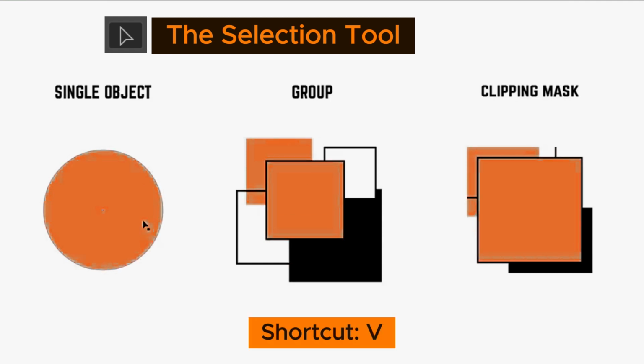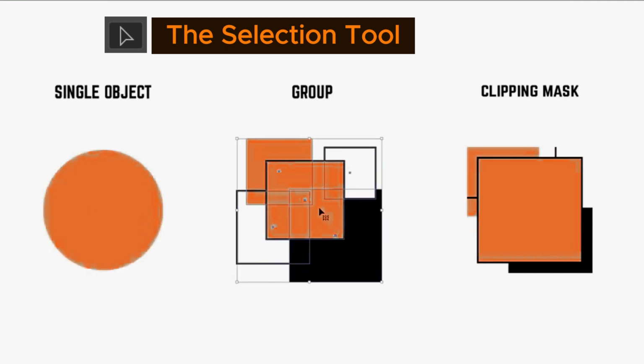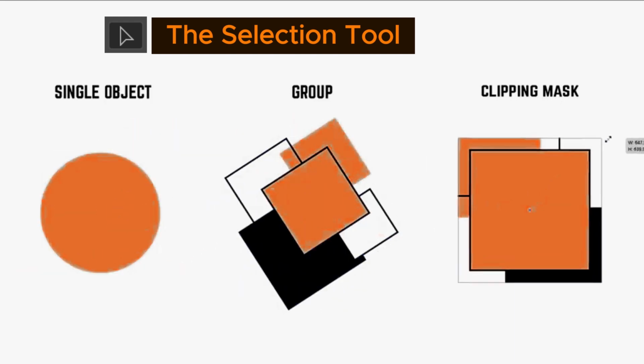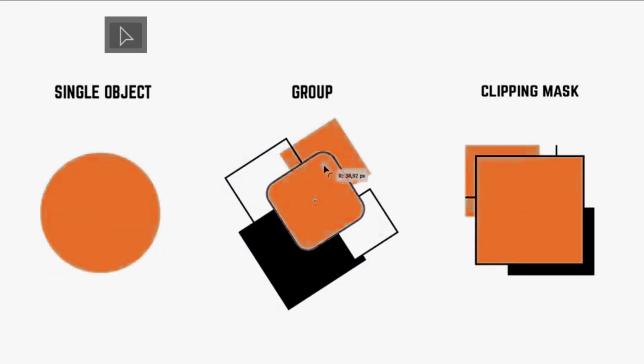Shortcut is the letter V, used to make selections of entire objects, groups, and clipping masks either by clicking or dragging. This tool is also used to move, rotate, scale, and round corners.